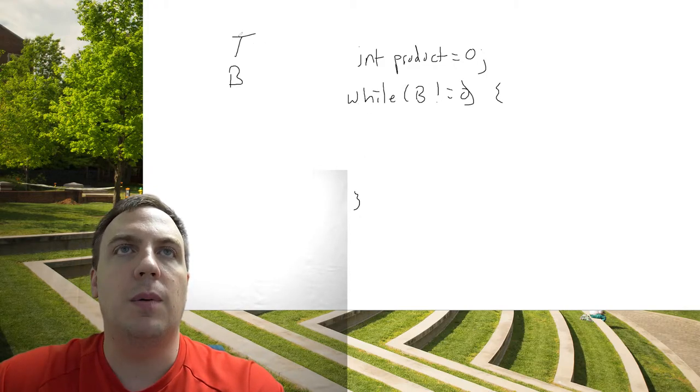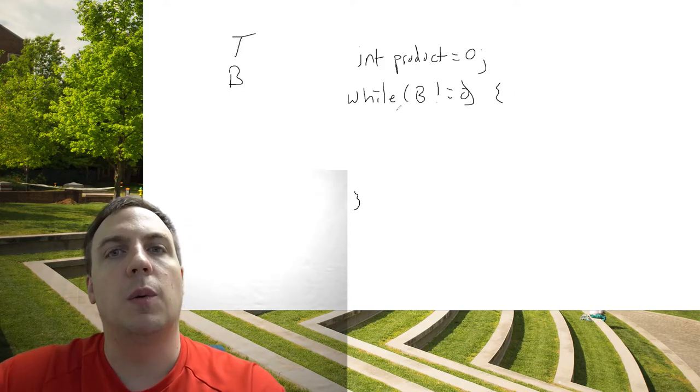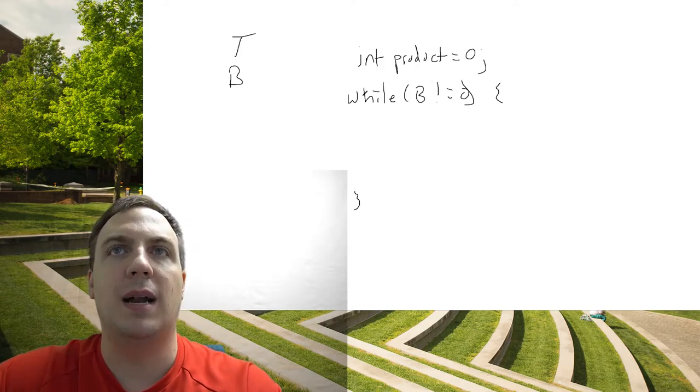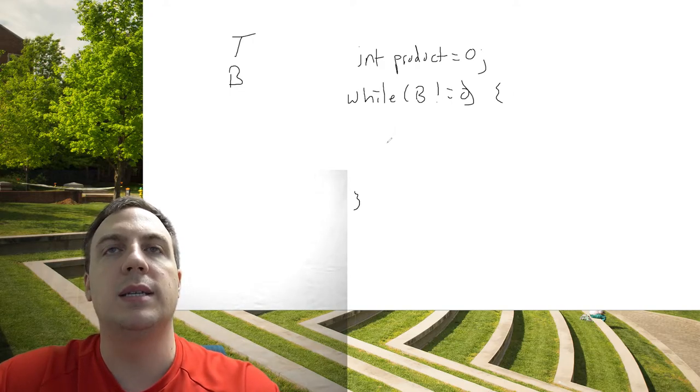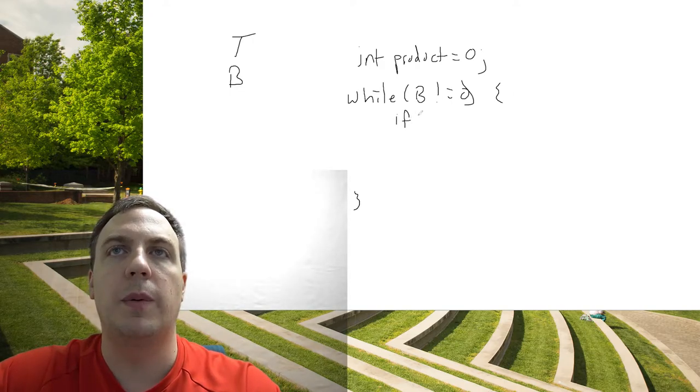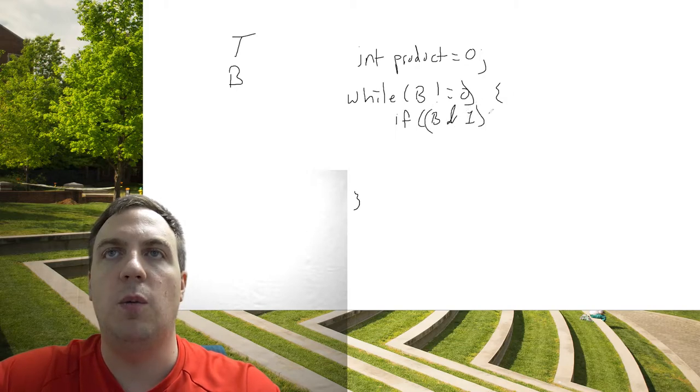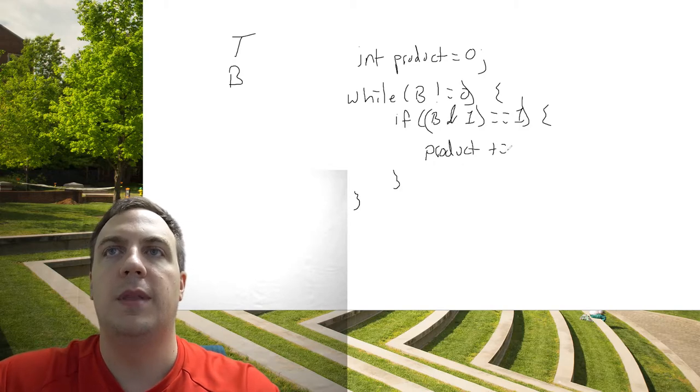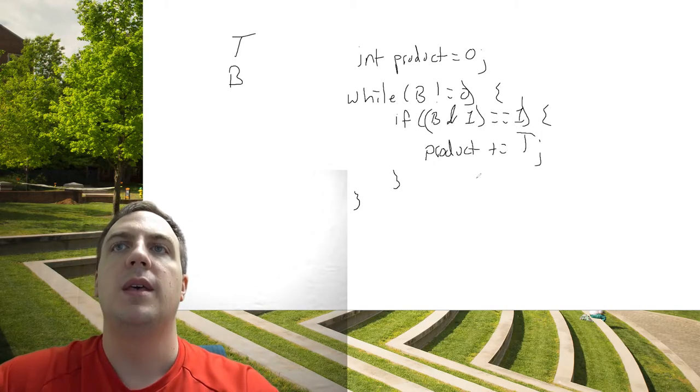Now what we're going to do is look at the bottom number and the top number. We want to see if this bottom number's ones place is one. To do that, remember, we just use the AND operator. So B AND 1 is equal to one. That tells us that the bit is one. If that's the case, we add the top number. So there you go.